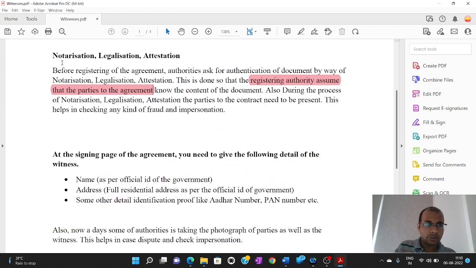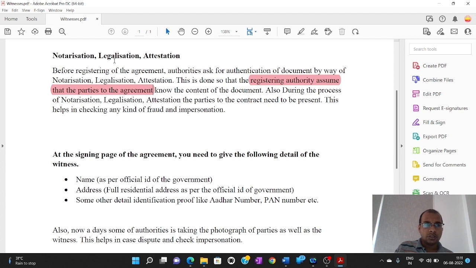Notarization, legalization, and attestation. Before registering the document, the authorities often ask for authentication of the document by way of notarization, legalization, and attestation. This is done before registering of the document by the authority. This is done basically so that the registering authority assumes that the parties are aware of the content of the agreement. During the process of notarization, legalization, and attestation, the parties need to be physically present because their signature is mandatory at that point of time.